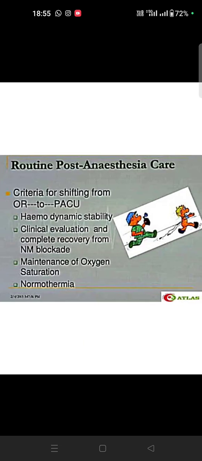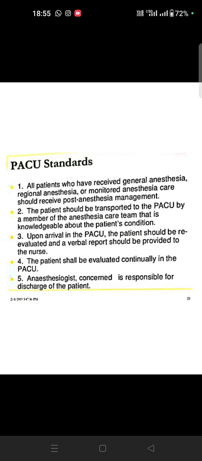So the routine of post anesthetic care: the criterion for patient shift is shifting from the operation theatre to the post anesthetic care unit, then hemodynamic stability, clinical evaluation for complete recovery from the blockade, then maintenance of oxygen saturation. And what are the standards? For patients who receive general or regional anesthesia, monitoring should be part of post anesthesia management. The patient should be transferred by a member of the anesthesia care team.